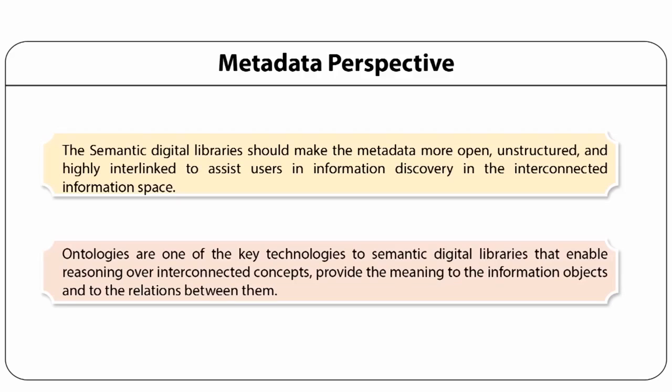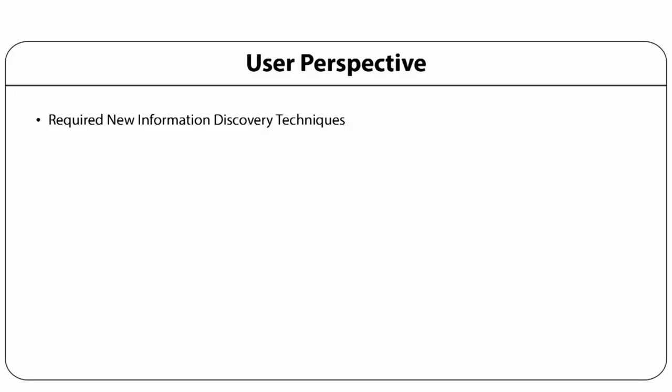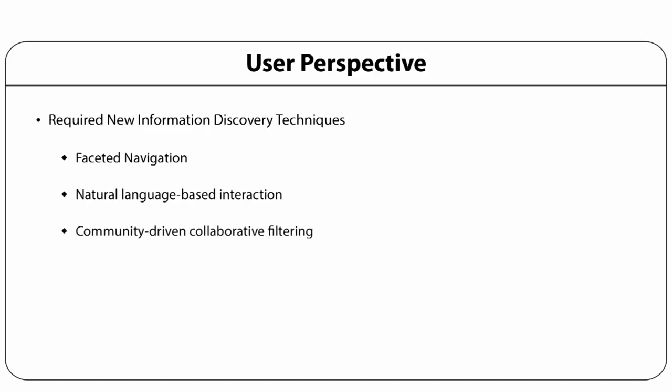As such, the metadata become a network of meaningful, interlinked concepts which can be used by the digital library management services to leverage the usefulness of the content from the perspective of the end user. User perspective. Semantic digital libraries pose requirements for new information discovery and management technologies and provide features like highly extensible faceted navigation, natural language based interaction, or community driven collaborative filtering, etc.